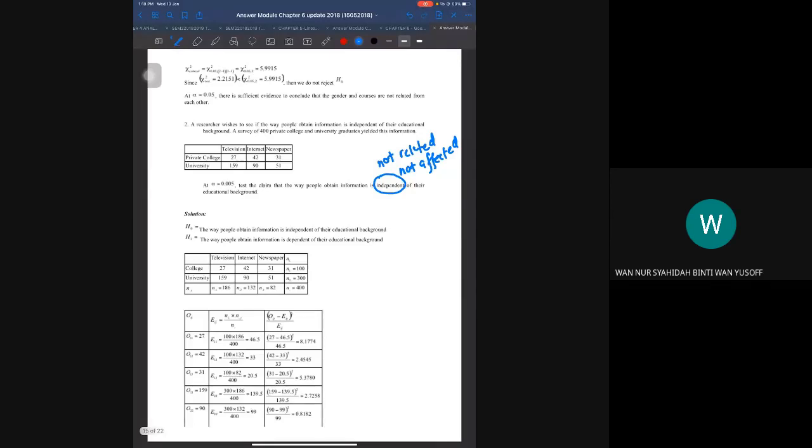So step 1, hypothesis. So H0 is always no relationship between X and Y, sorry, between row and column. So here you can use the keyword given in your question: independent. And H1, row and column related to each other. So opposite to independent is dependent.